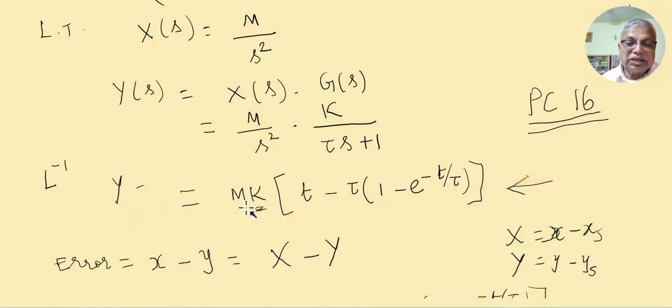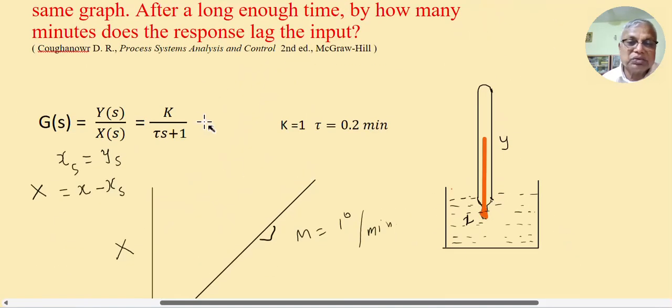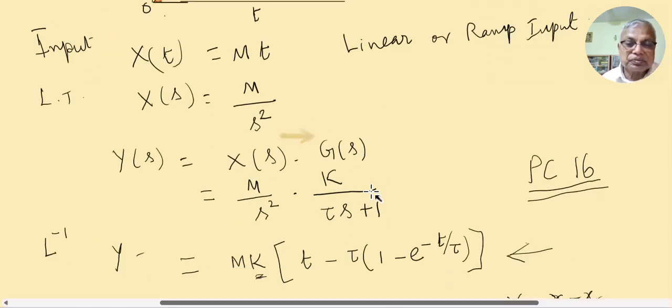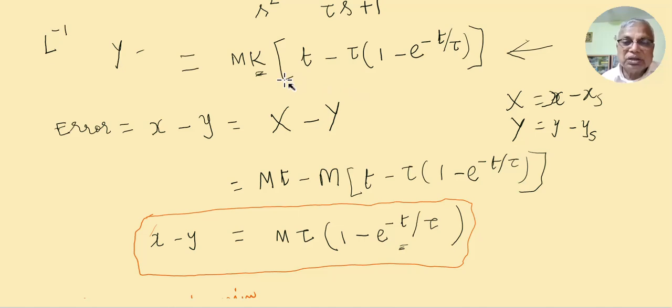You can take k is 1. K is 1, we have taken k is 1. K is 1 for thermometer, right? And plot this y. Both plot x and y on the same graph. What will be the nature of y? So this is not going to be a straight line.